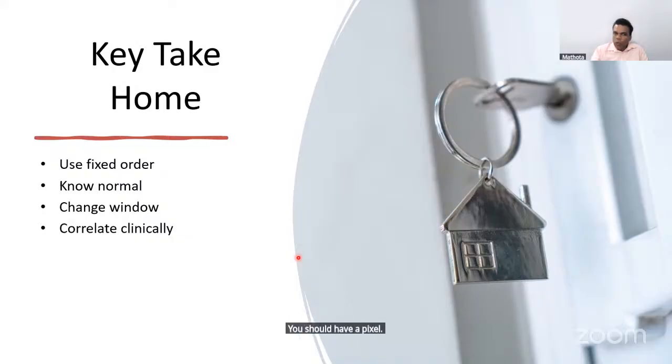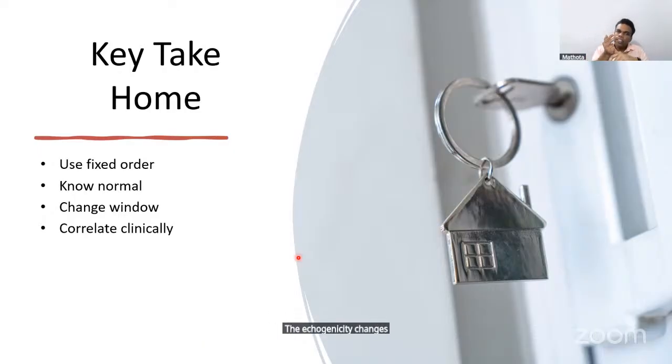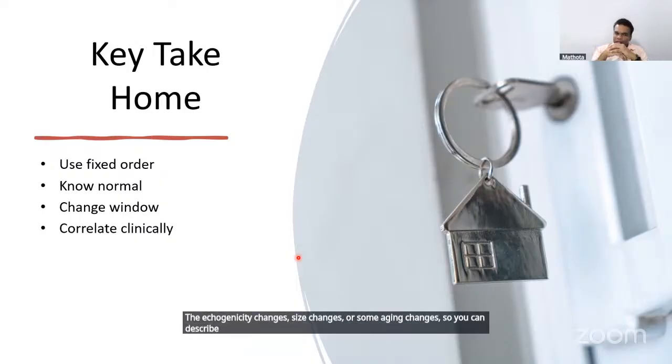Then you should know normal. First, you try to find the normal. Then when you find the normal, you see the organ, then you think whether this is normal or abnormal. If you find something abnormal, what is the abnormal? The echogenicity changes, size changes, or some margin changes, or you can describe those changes.